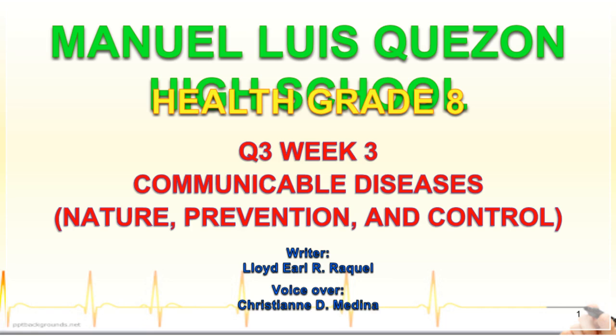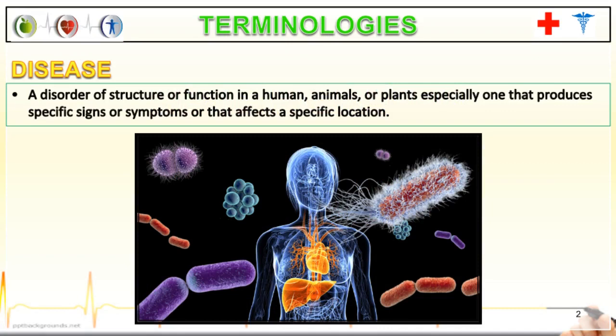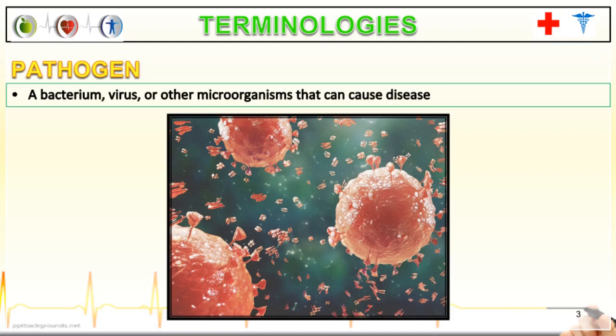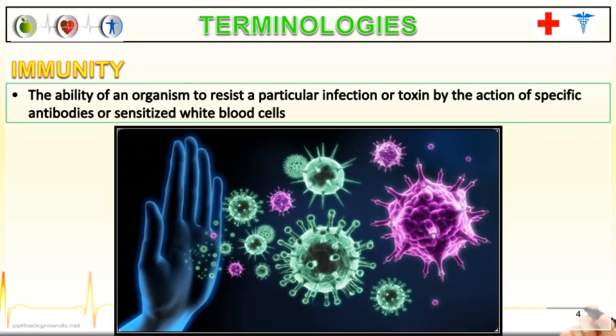Let us begin. A disease is a disorder of structure or function in a human, animals, or plants, especially one that produces specific signs or symptoms or that affects a specific location. A pathogen is a bacterium, virus, or other microorganism that can cause disease. Immunity is the ability of an organism to resist a particular infection or toxin by the action of specific antibodies or sensitized white blood cells.